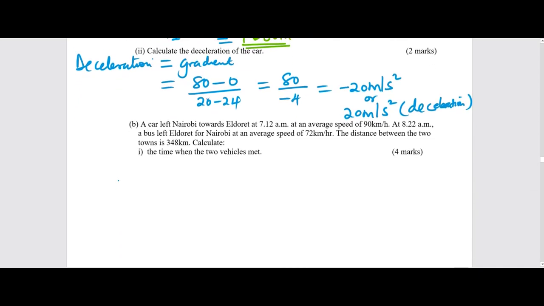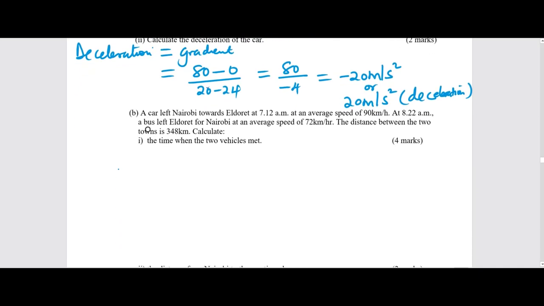Let's go to part B of the question. A car left Nairobi towards Eldoret at 7:12 a.m. at an average speed of 90 kilometers per hour. At 8:22 a.m., a bus left Eldoret for Nairobi at an average speed of 72 kilometers per hour. The distance between the two towns is 348 kilometers. Calculate the time when the two vehicles met.